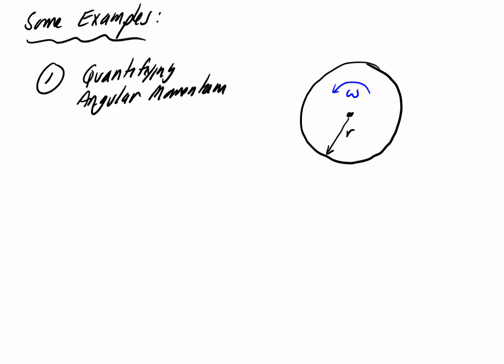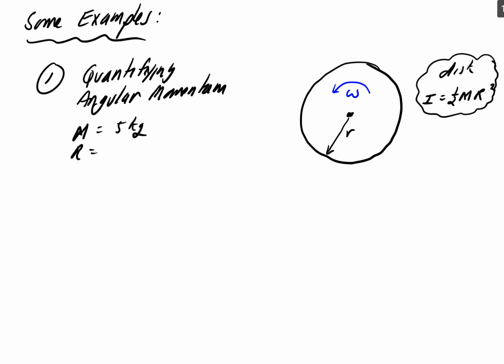In the first example, we're going to look at how we quantify the angular momentum of some rotating object. In this case, we're going to take a disk. And if I recall correctly, the moment of inertia of a disk is 1/2 times the mass of the disk times the radius of the disk squared. And that's not correct. Well, let's just pretend it is, because you don't have to memorize those. All right, and so let's make up some numbers here. So M, the mass of the disk, is 5 kilograms. The radius of the disk is 0.5 meters. Omega is 20 radians per second. And what is the moment of inertia? What is the angular momentum?